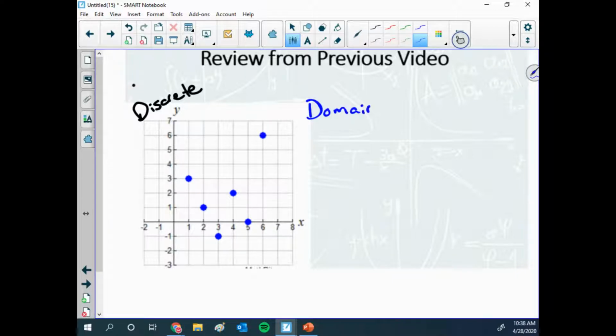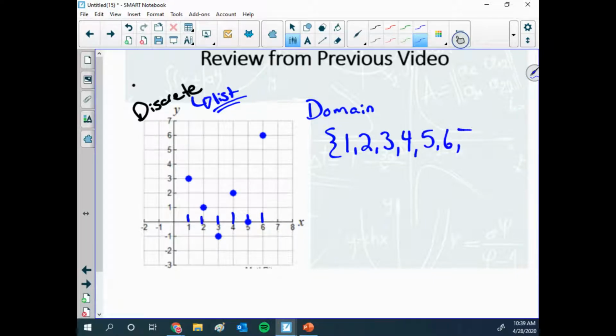anytime we have discrete data, we list off the value points. So for domain, I'm going to list off all of the x values that these points occur at. So this is 1, 2, 3, 4, 5, 6. That's all of the x values that these domain points occur at. For the range, well, the range is all of the y values of those points.